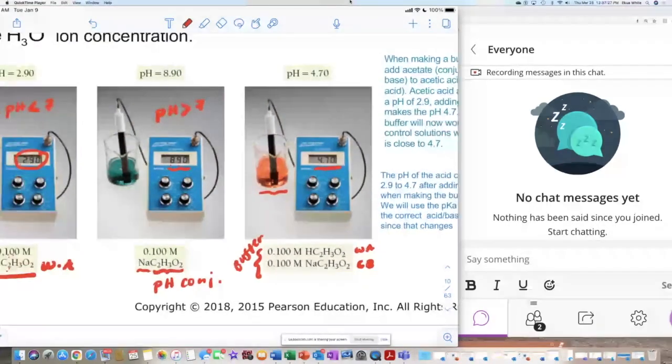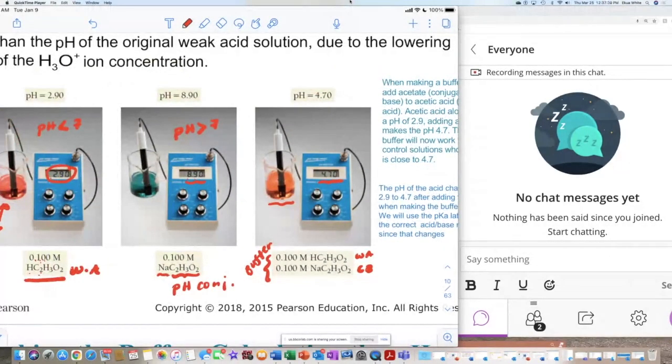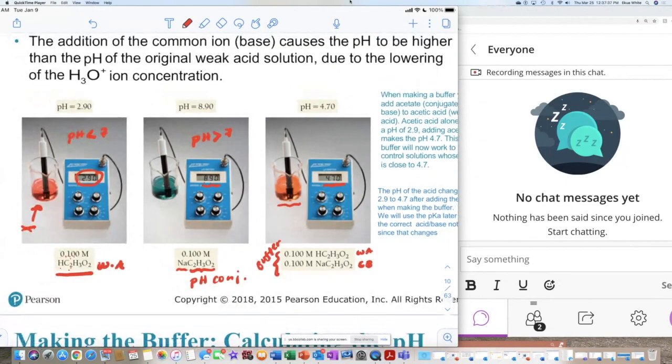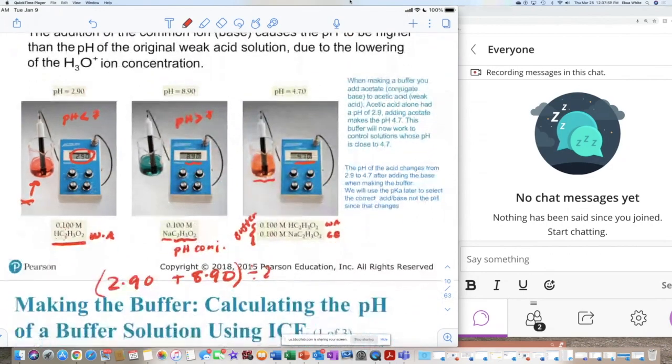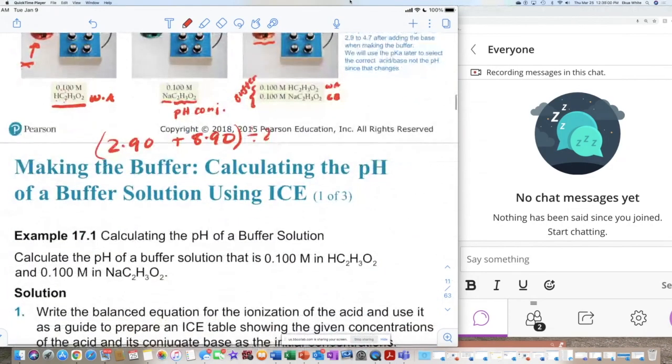So here's the question that they're trying to ask. How do we get 4.7? Don't jump to math, right? Because I'm going to tell you what I'm thinking, as a student. Well, you take 2.90, and then you add 8.90, then divide by 2, and you get 4.7. No, that's math. You would think that's what happens, but no, it's actually more about Le Chatelier's principle. So they show you here how it actually works out.